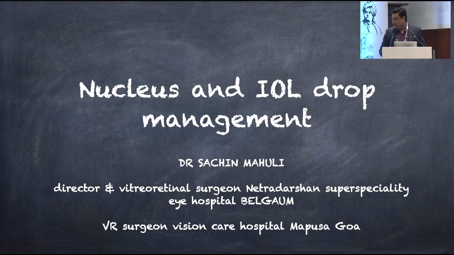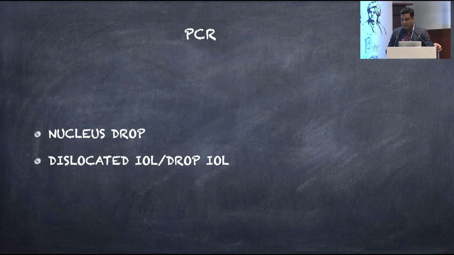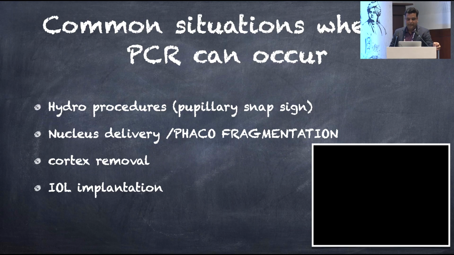Yes, Sachin. Well, I think these are the most common cases which are referred to us as retina surgeons, apart from diabetic retinopathies and rhegmatogenous retinal detachments. Nucleus drops and IOL drops are pretty common referrals for a vitreoretinal surgeon to manage. These, as we all know, could be because of PCR most commonly.